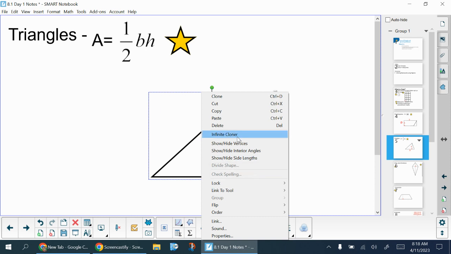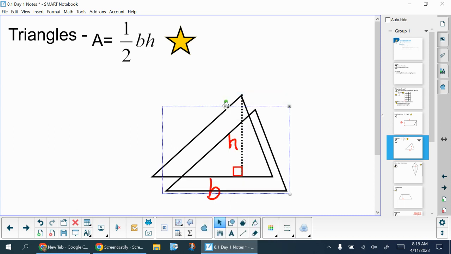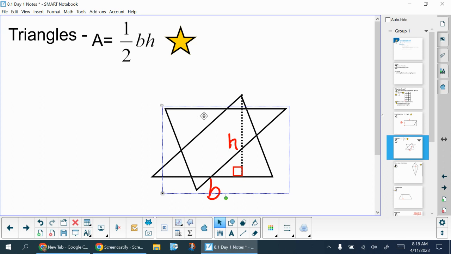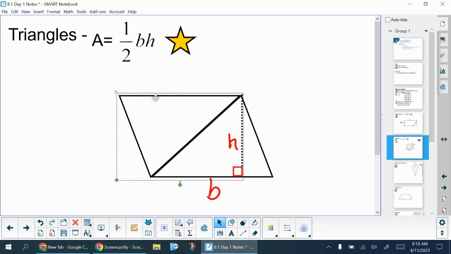So I'm going to go ahead and duplicate this one real quick and flip it over. And when I line these up, you'll see that triangle is just half of a parallelogram. The area of this whole parallelogram would be base times height, but I don't want this part of it. I just want the half that was the original triangle. So that's where we get the 1/2 times base times height. So that's where the triangles come from.